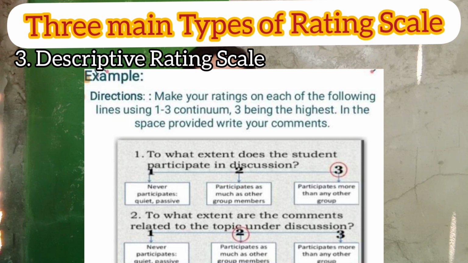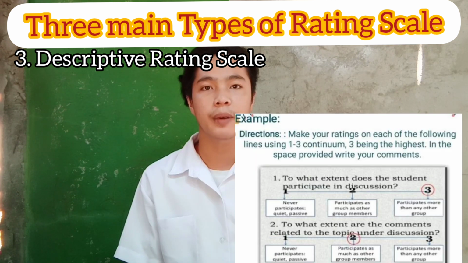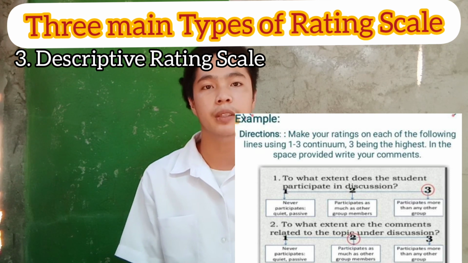So, yung kanina, seldom, always, frequency lang yung ginamit. Sa descriptors dito: never participates, quiet, passive, participates as much as other group members, participates more than any group members. So mas informative or descriptive yung descriptors na ginamit dito.